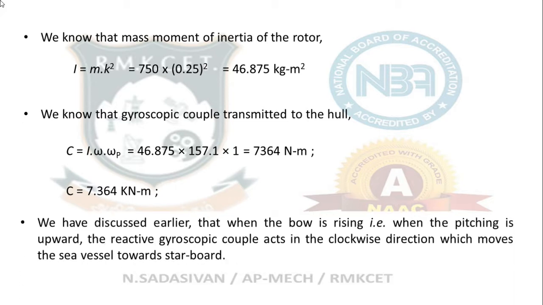We have discussed earlier that when the bow is rising, that is when pitching is upward, the reactive gyroscopic couple acts in clockwise direction, which moves the sea vessel towards the starboard. If you go back and see the table, you will see that the ship will roll to the right. When your bow is rising and your rotor, when looked from the back, is going around clockwise, and the front end of the ship is going up, your ship will roll to the right or starboard side.